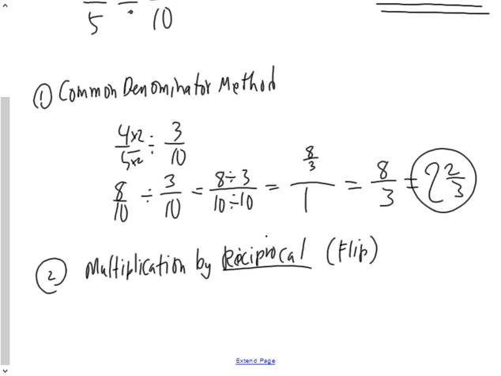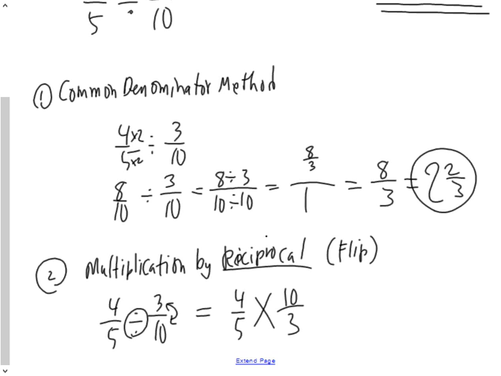So what does that mean? Well, if I go back to my original question of 4/5 divided by 3/10, you can always get the same answer by keeping the first fraction as is. Do not flip the first fraction. Keep it. Change your division symbol to multiplication, and use the flip of the second fraction. So the second fraction was 3/10. Therefore, its reciprocal, if I switch the numerator and denominator, would be 10/3.